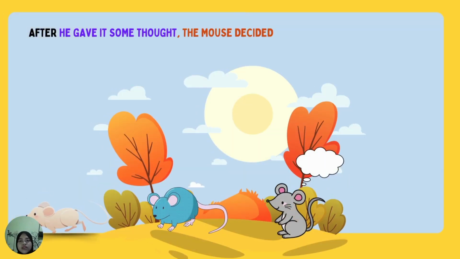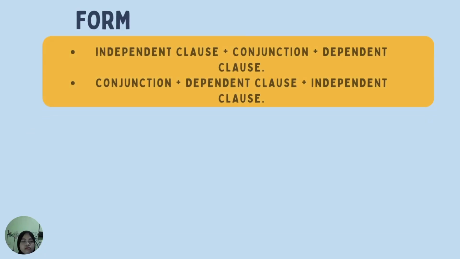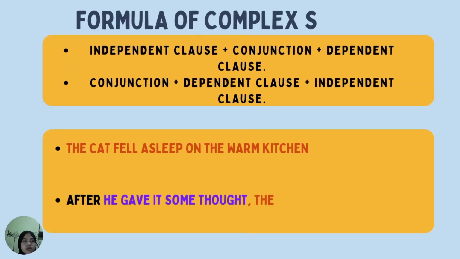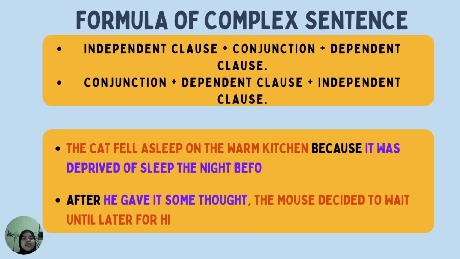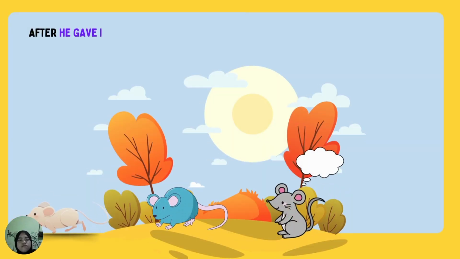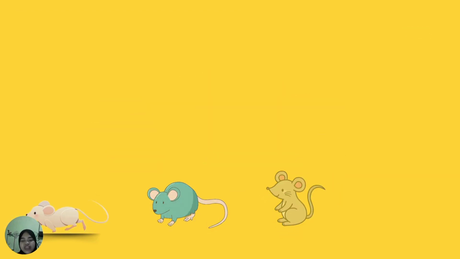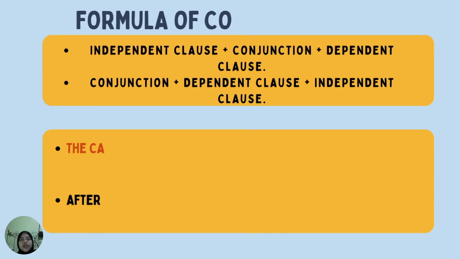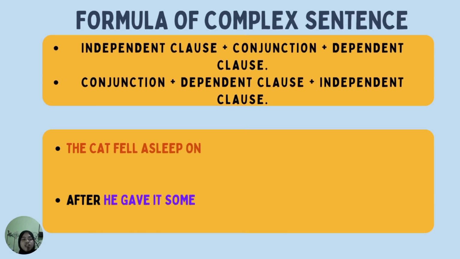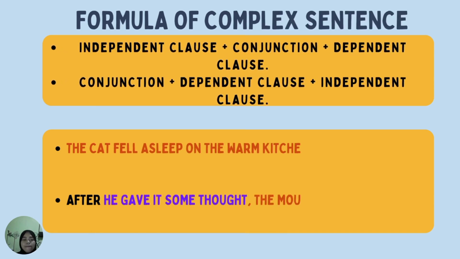The second example. After he gave it some thought, the mouse decided to wait until later for his track. Okay, now let's learn about the formula of a complex sentence.